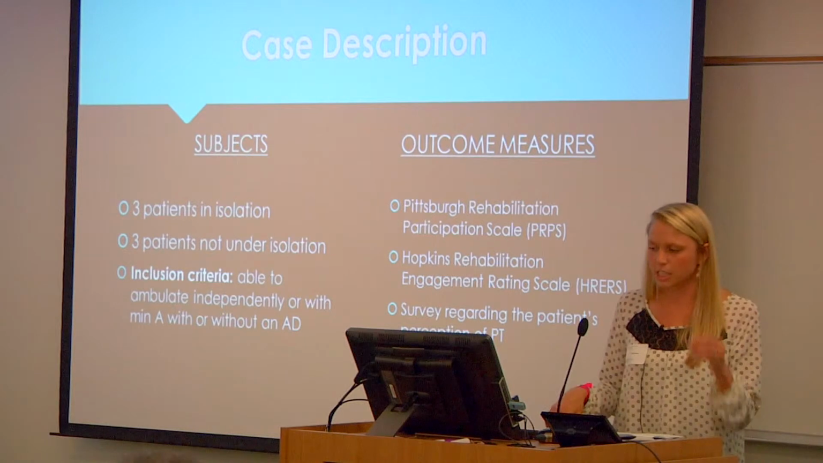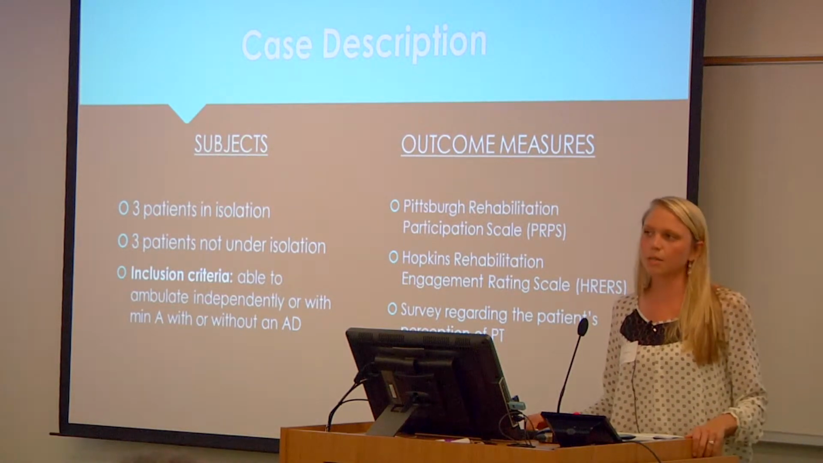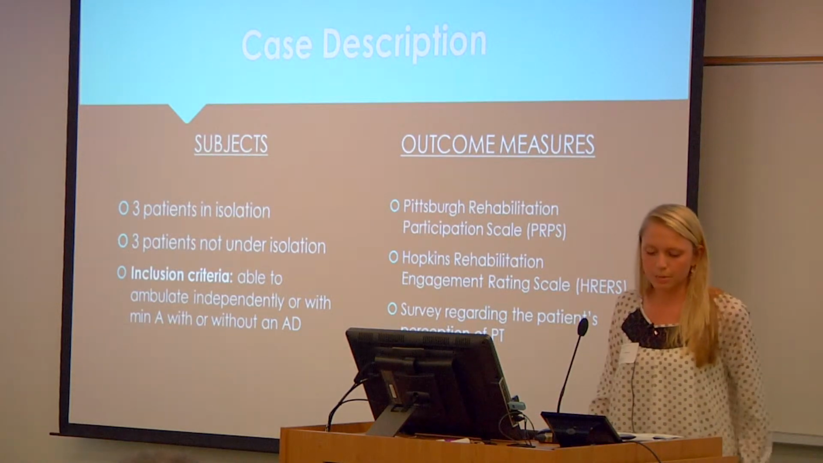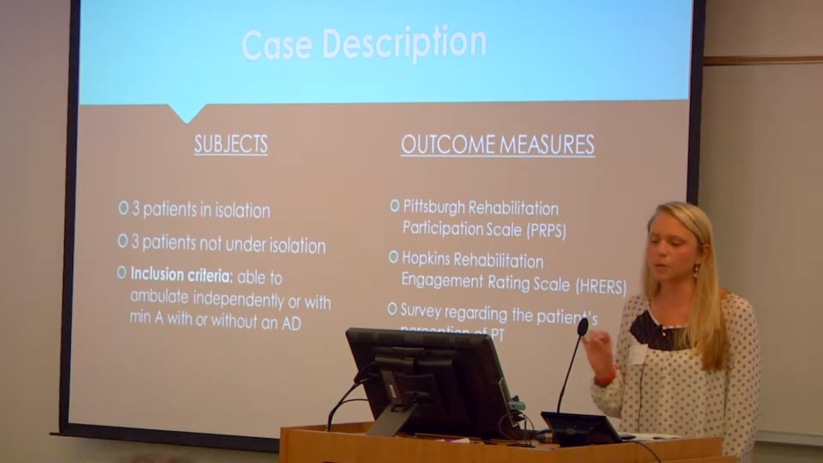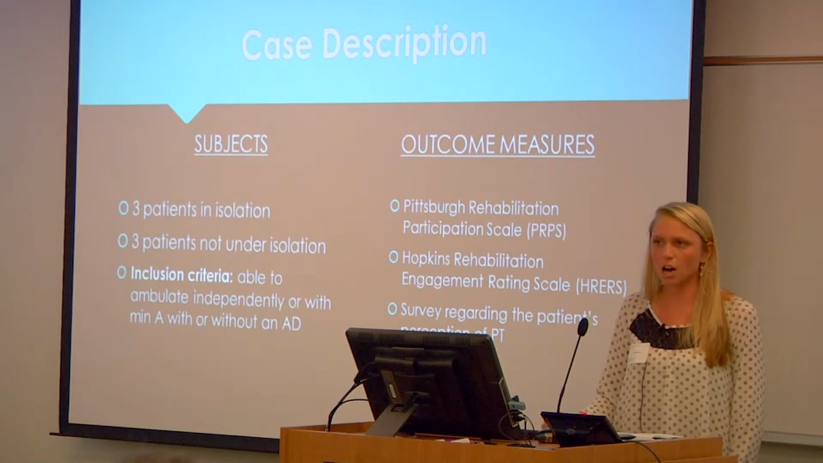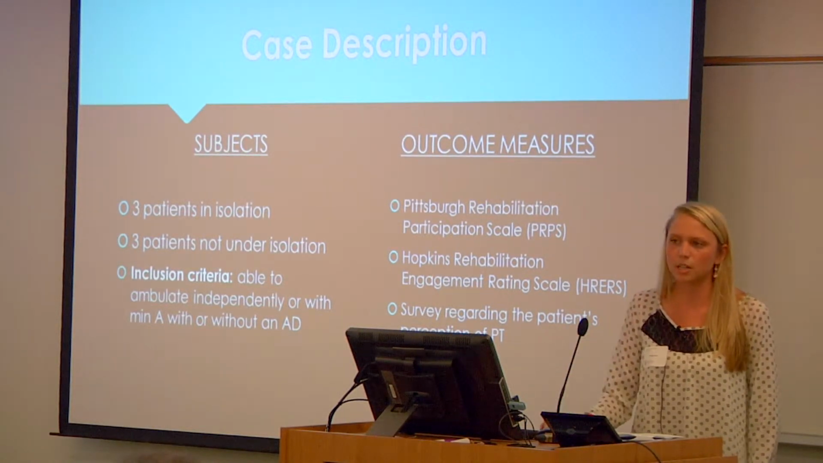So all 6 of the patients were able to ambulate independently or with minimal assist. And then the outcome measure I used to measure this was the Pittsburgh Rehabilitation Participation Scale. That was a 6-point Likert scale, a 0 to 5 rating on how I felt that they participated. It was designed to be from the therapist's observation.